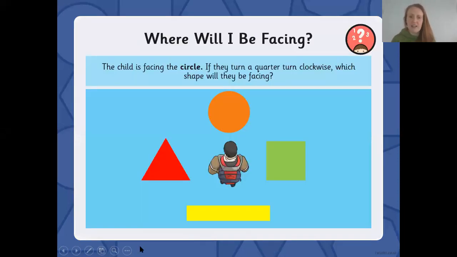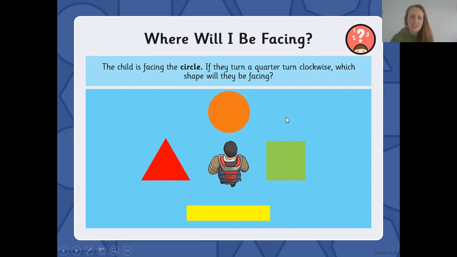This child is facing the circle. Now we could say that that child is facing north. If they turn a quarter turn clockwise, which shape will they be facing? Now, remember, clockwise is the same direction that a clock ticks in, the hands moving. Clockwise would be going this way. The opposite of that, moving in the opposite direction, is anti-clockwise. So that's just something you're going to need to remember for today.